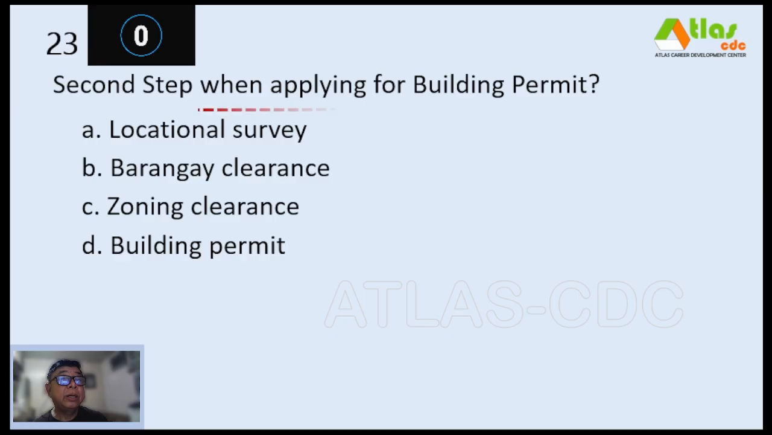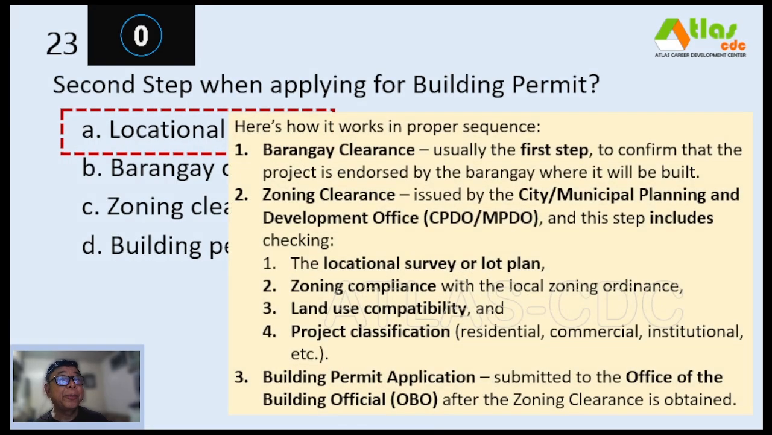And our correct answer is letter A, locational survey. So this is the proper sequence. First is barangay clearance. This is usually the first step to confirm that the project is endorsed by the barangay where it will be built. Next is the zoning clearance to be issued by the City Municipal Planning and Development Office.